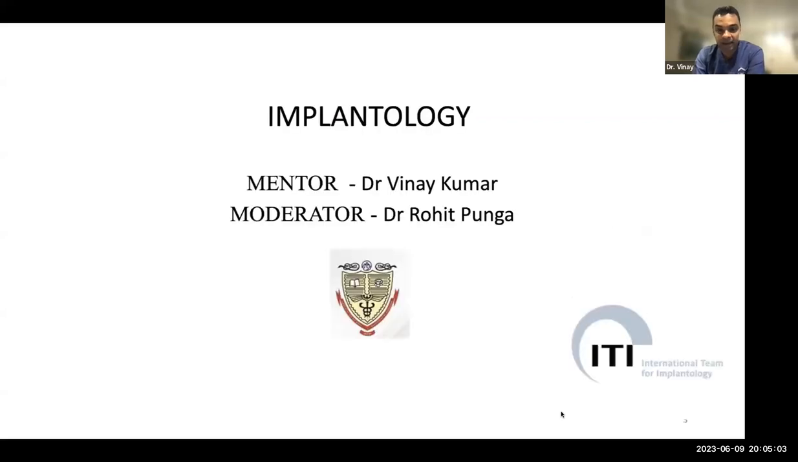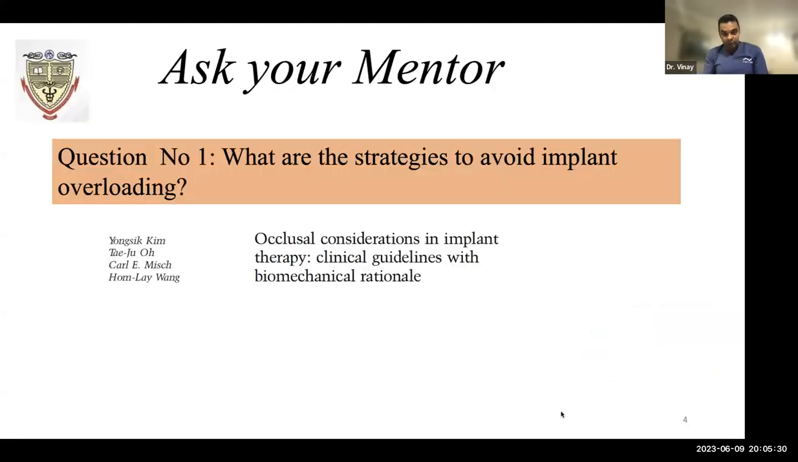And what I thought is that I'll try and give as much evidence base as possible, because I'm very strongly influenced. I got a scholarship through the ITI. And I think that's one group in implantology which are the foremost organization in research and education in implant dentistry. And so I try to inculcate some of these ITI philosophies, which is basically based on evidence. So the first question is, what are the strategies to avoid implant overloading?